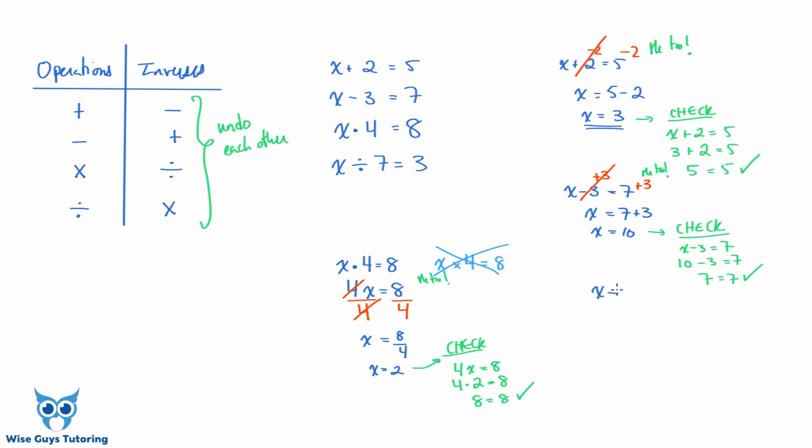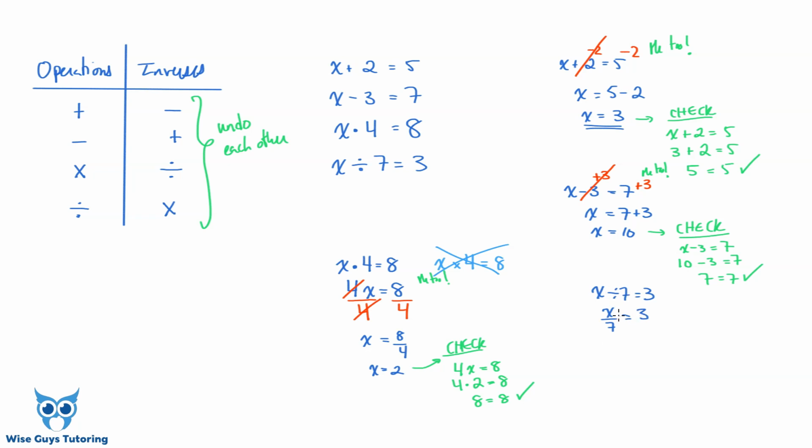So the last thing we're going to check is that division one. So x divided by 7 equals 3. And you probably saw there on the left side how I write that. I like to put them as a denominator. I like to write it as a fraction. It's the exact same thing, right? X over 7, it's a division. It just means x divided by 7. It's just a different way of writing it.